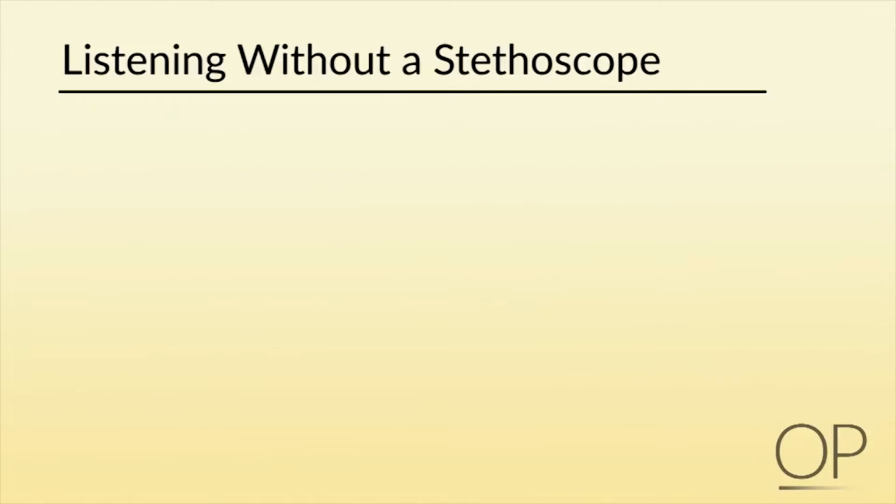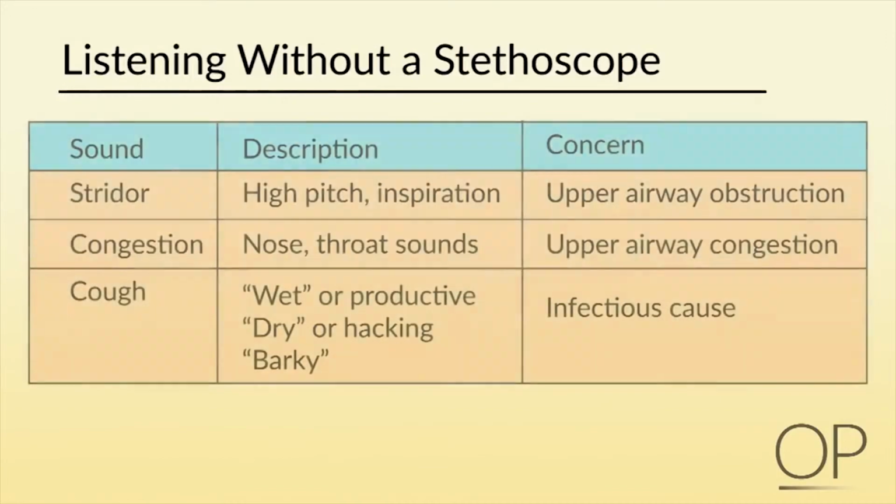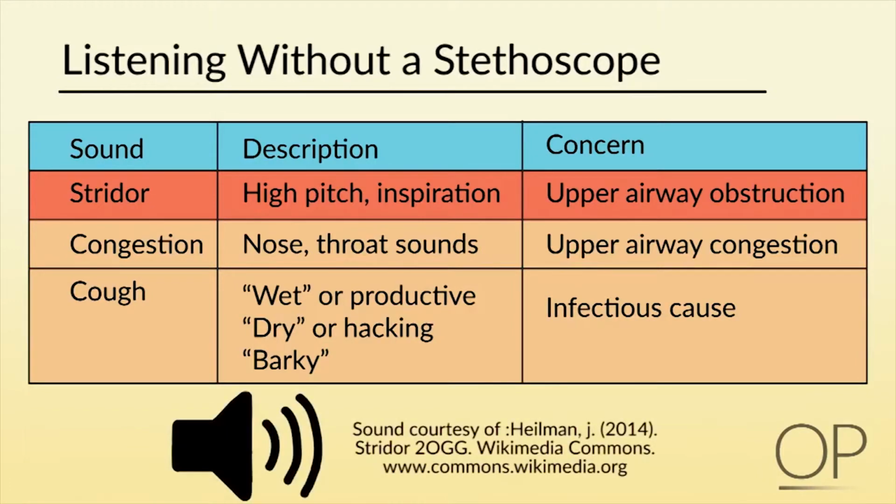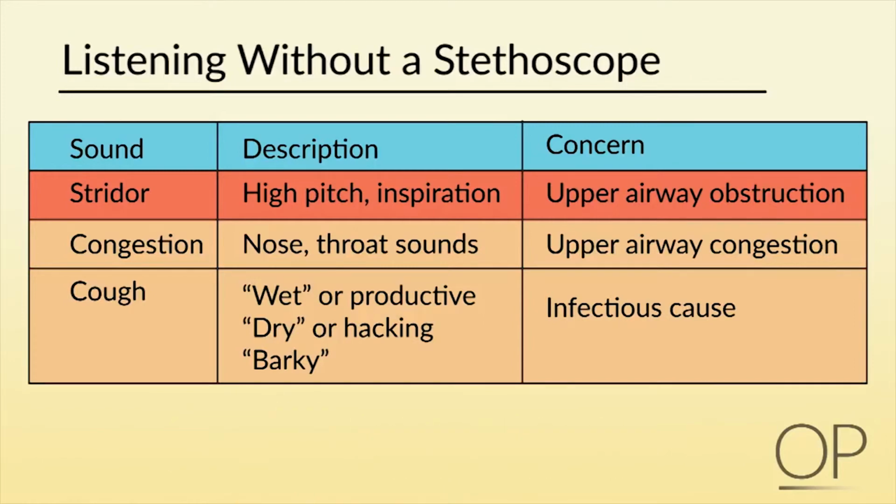The first thing we're going to do is listen without a stethoscope. There are a few things you'll be able to listen to. First is stridor. That's known as a high-pitched noise that is heard as the patient takes their breath in. If you hear stridor, it often indicates that the patient has an obstruction somewhere in their upper airway. This could be a foreign body, or it could be swelling on their internal airway.